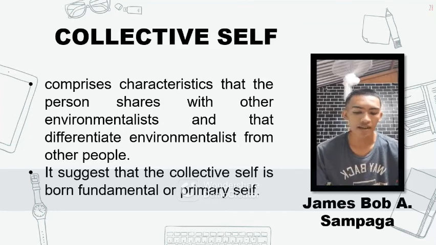The collective self comprises characteristics that the person shares with other environmentalists and that differentiate environmentalists from other people. It suggests that the collective self is a fundamental or primary self. The collective self consists of those aspects of the self that are based on membership in social group categories. It refers to the perception of self as an interchangeable exemplar of some social category rather than a perception of self as a unique person.